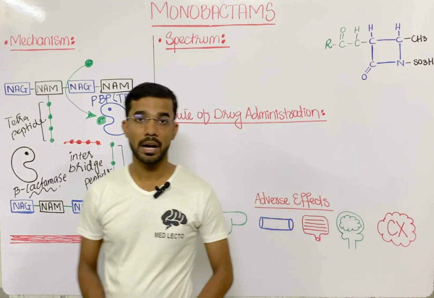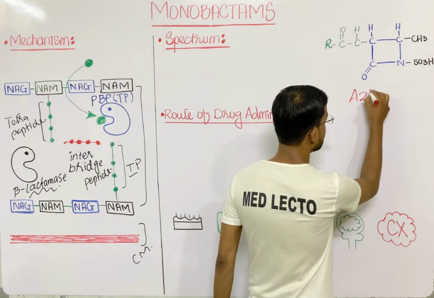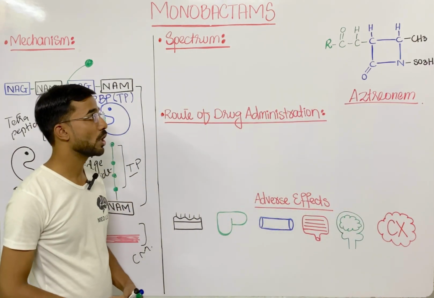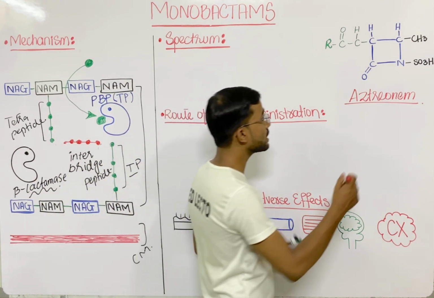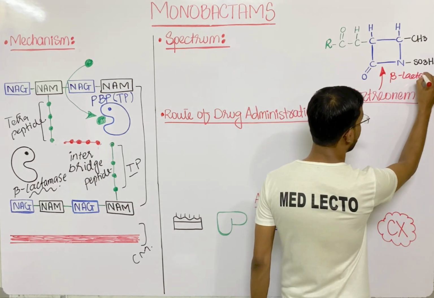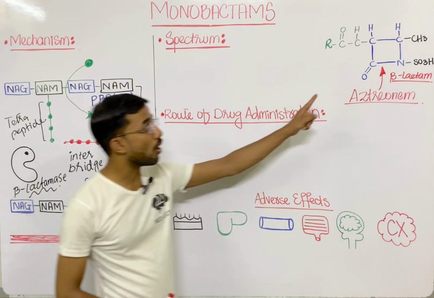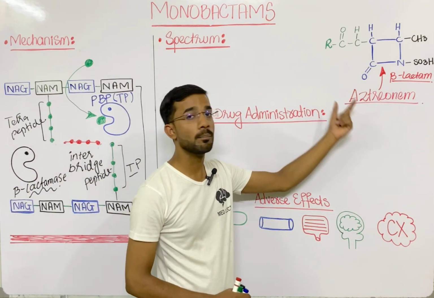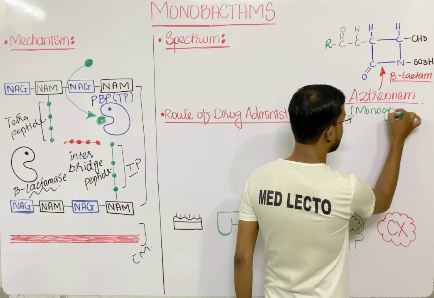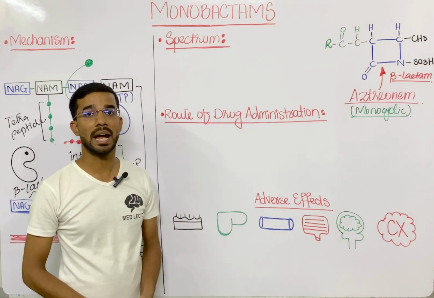So most important Monobactam is the Aztreonam. Here is the structure of the Aztreonam, that is the most important Monobactam. If you see the structure of the Aztreonam, the most important component of this antibiotic is the beta lactam ring. So that's why we call it beta lactam antibiotic. It has only one ring, so we call it monocyclic antibiotic, and that ring is actually the beta lactam ring.